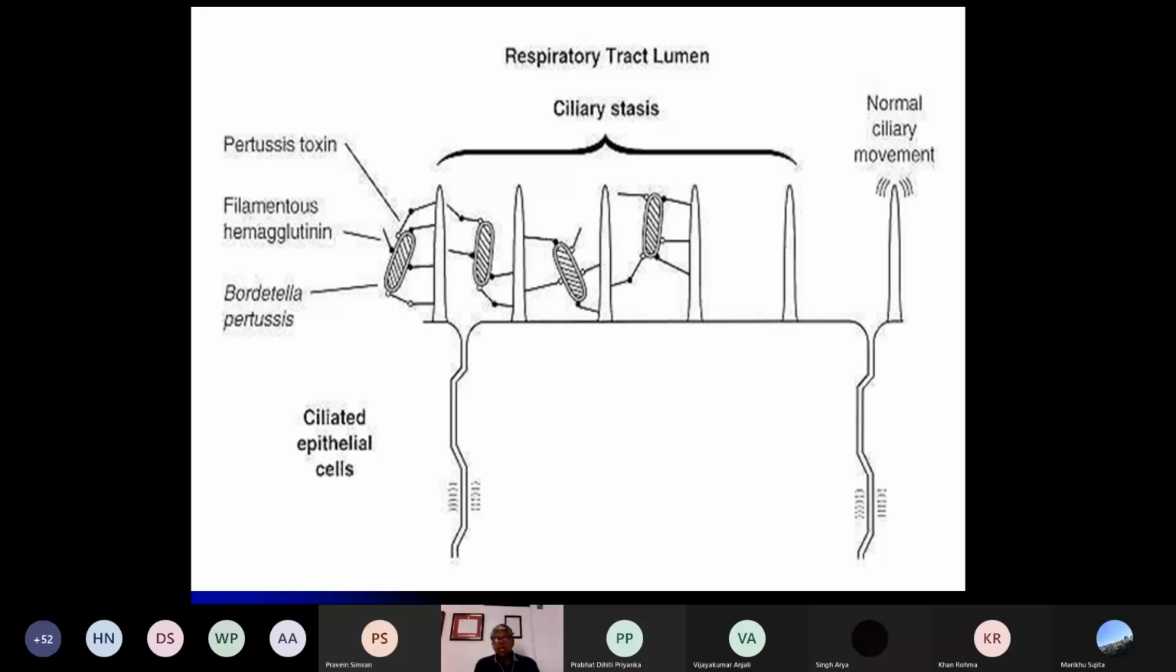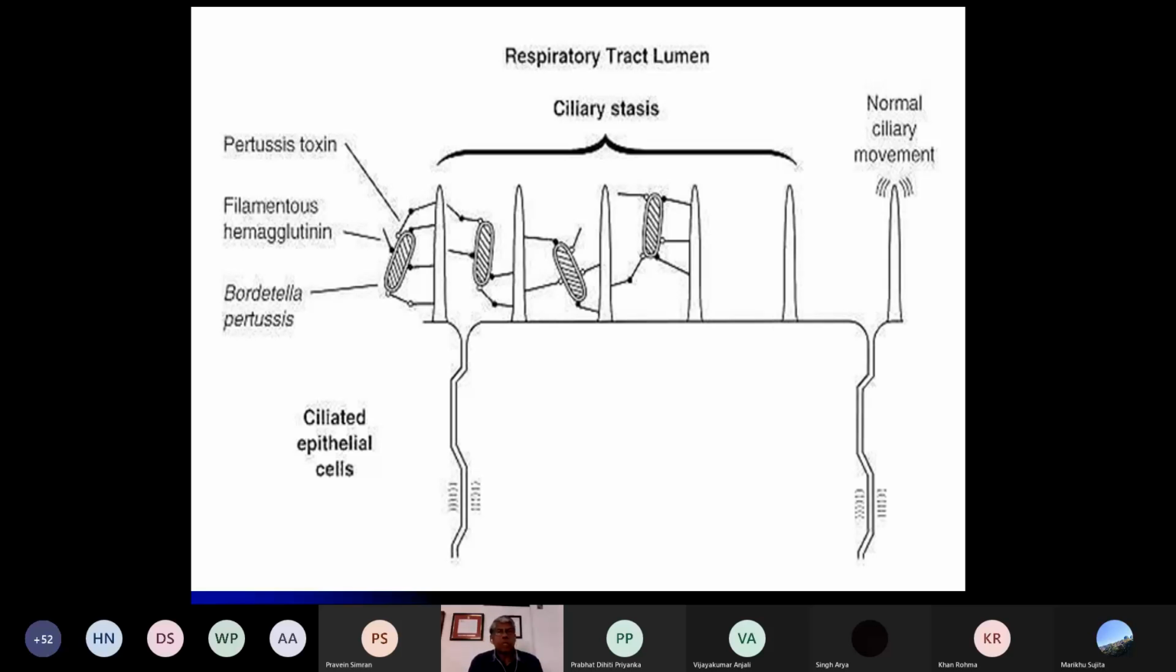Consider this as an epithelial cell of the respiratory tract and these strong long spikes as the cilia. The cilia move left, right, or up, down, and they force the secretions or foreign material out of the respiratory tract. So cilia play a very important defense role.